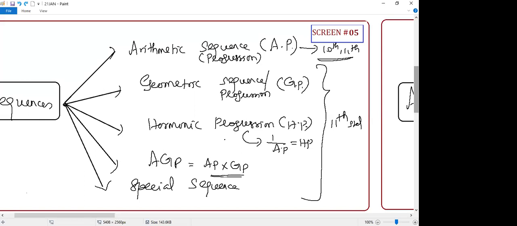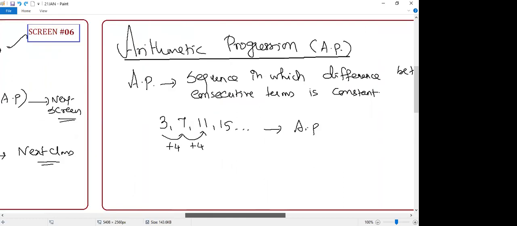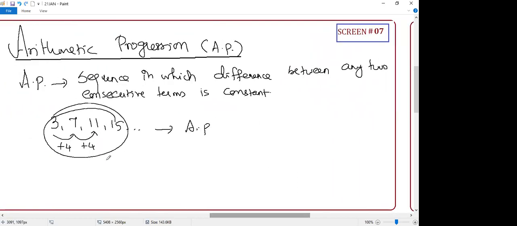Nutan, you want to know about GP again? Instead of adding some constant term, you are multiplying by some common term. Then it's called a GP. Are you clear? Okay, sir.